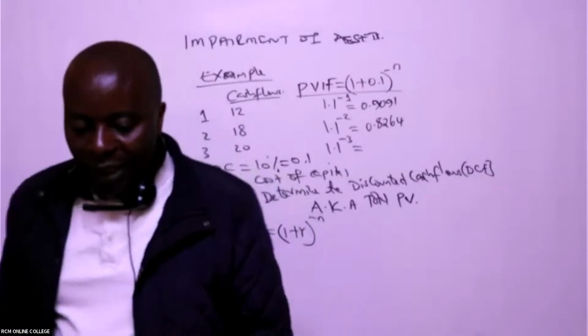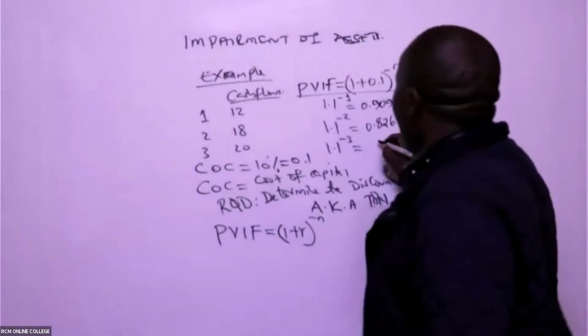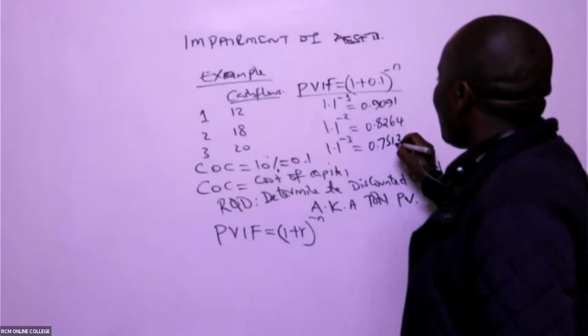Everybody should be able to participate. Everybody should be able to ask questions. So we have here 0.7513.